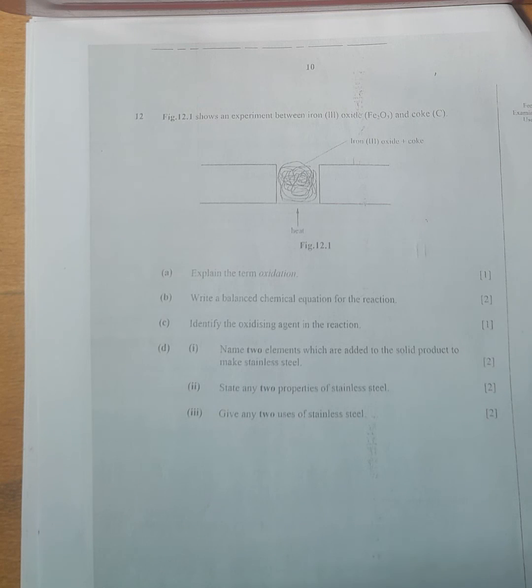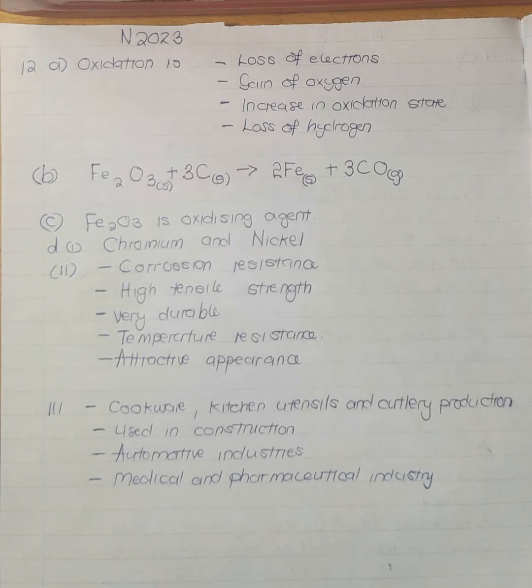And then finally, we are supposed to give 2 uses of stainless steel. Stainless steel is used in production of cookware, kitchen utensils, and cutlery because of its hard wearing, corrosion resistance, and it doesn't affect the flavor of the food. And then it is used in the construction, automotive industry, medical and pharmaceutical industries. This was the complete solution for the number 12 that was in November 2023.